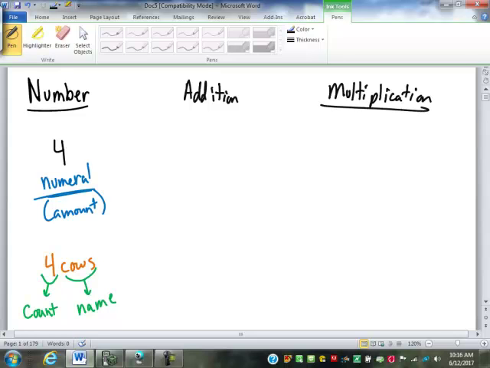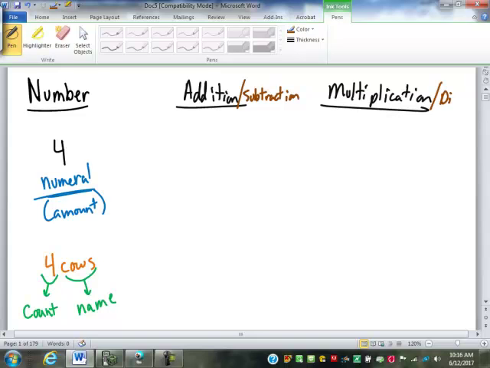Some of you might be wondering, where did subtraction and division go? Well, subtraction is really part of addition. They're not really 2 operations. They're the same operation. Addition is going forward, subtraction is going in reverse. So any rules or concepts that apply to addition also apply to subtraction.